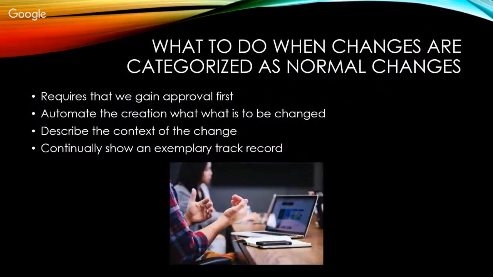What to do when changes are categorized as normal changes. For those changes that we cannot get classified as standard changes, they will be considered normal changes and will require approval from at least a subset of the CAB before deployment. In this case, our goal is still to ensure that we can deploy quickly even if it is not fully automated. Because our submitted changes will be manually evaluated by people, it is even more important that we describe the context of the change. This includes identifying why we are making the change, e.g. providing a link to the features, defects, or incidents, who is affected by the change, and what is going to be changed.